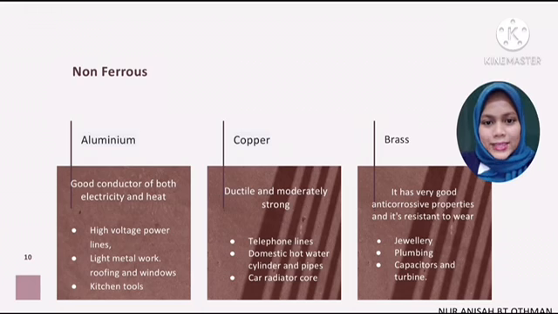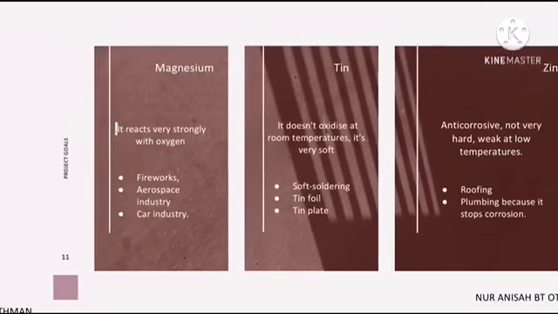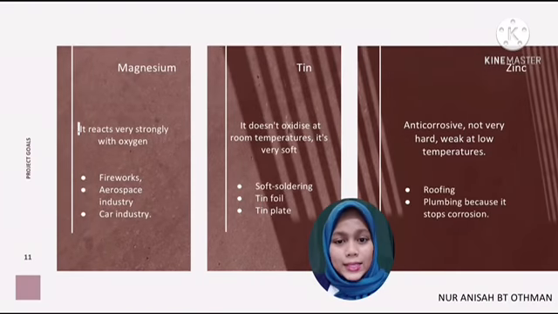Brass has very good anti-corrosive properties and it is resistant to wear. It can be used in jewelry, plumbing, turbines, and capacitors. While magnesium has a very strong reaction with oxygen. It can be used in fireworks, the aerospace industry, and the car industry.